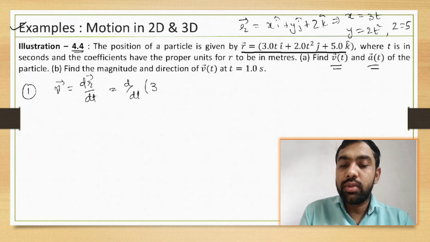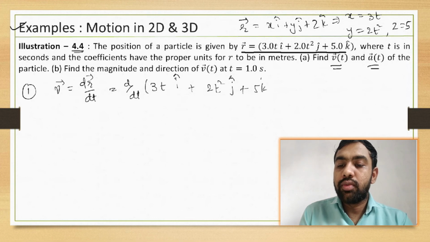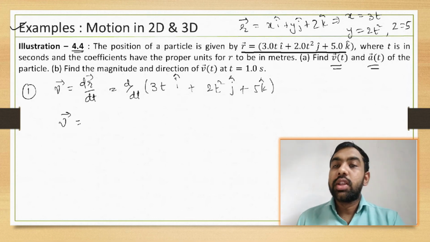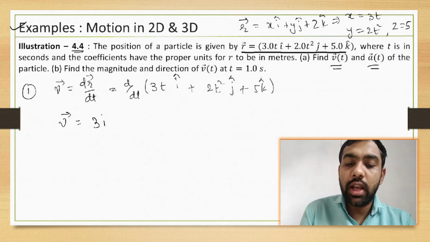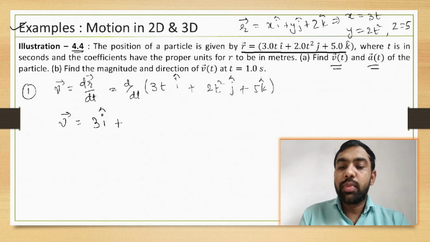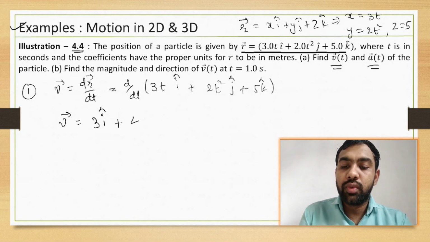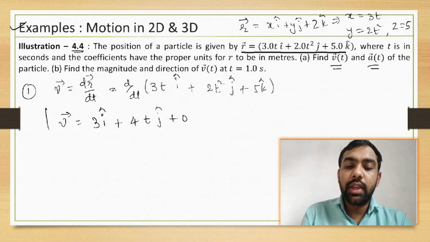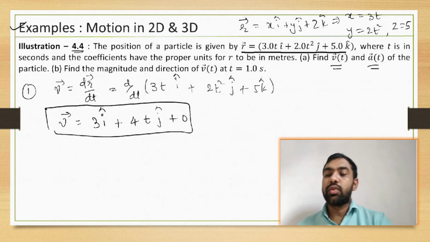So r is equal to 3t i plus 2t square j plus 5k. Okay, so take the differentiation. So v is equal to, 3t ka differentiation hai 3, to 3i plus 2, here use the power rule, so 2 into 2, 4t j, aur 5 constant hai to uska differentiation hua 0. So that is v.